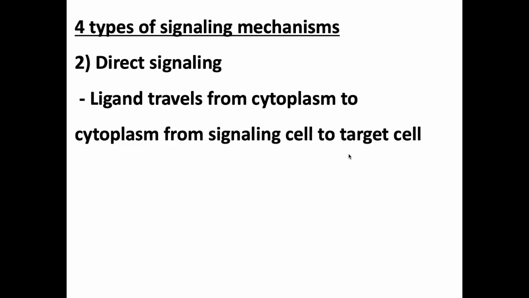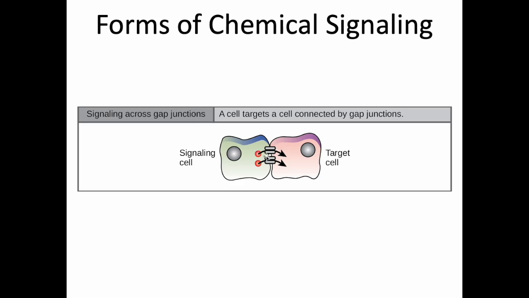This sort of signaling is done in the heart, where you have cells that really need to talk to one another very, very quickly, and they'll communicate with one another through this type of direct signaling.